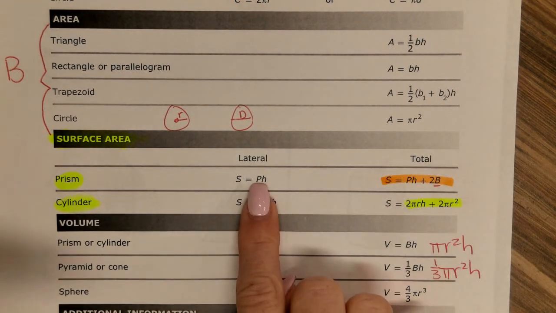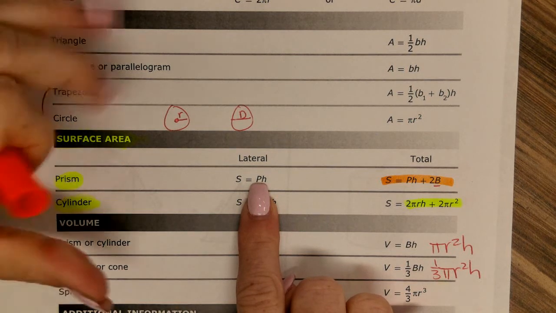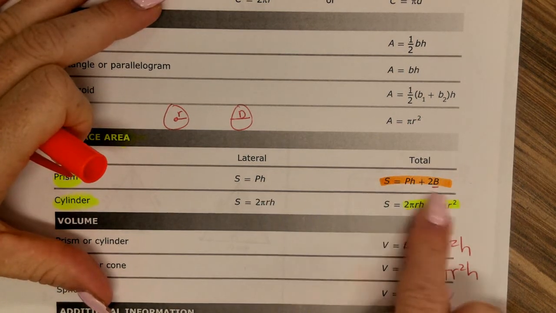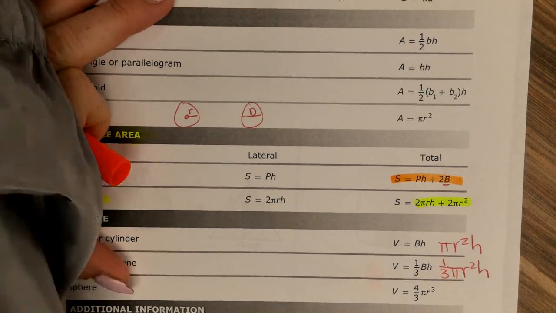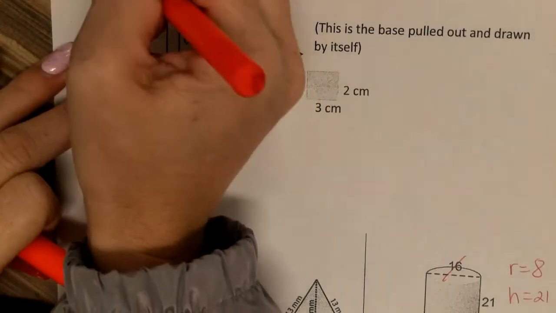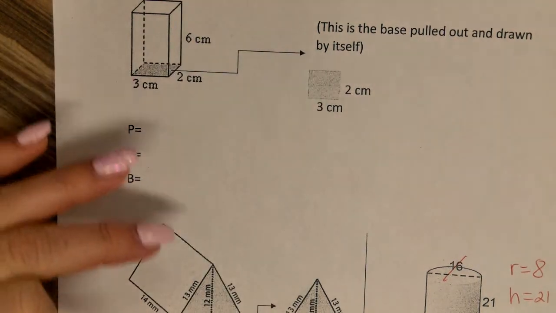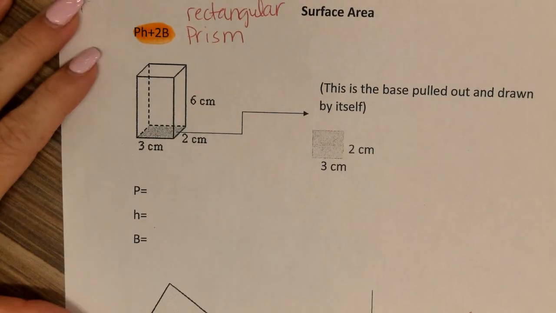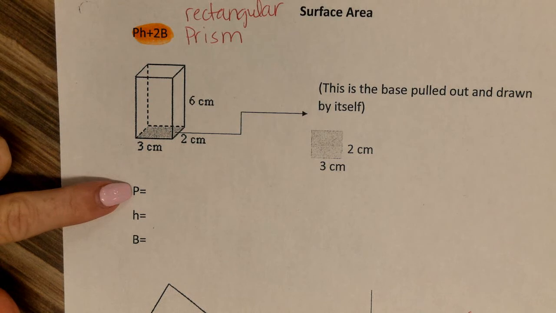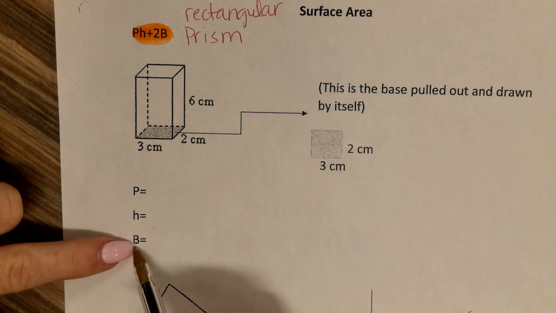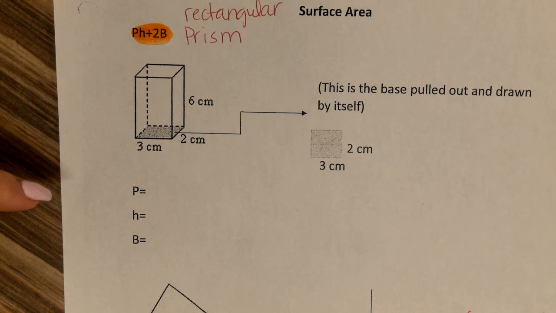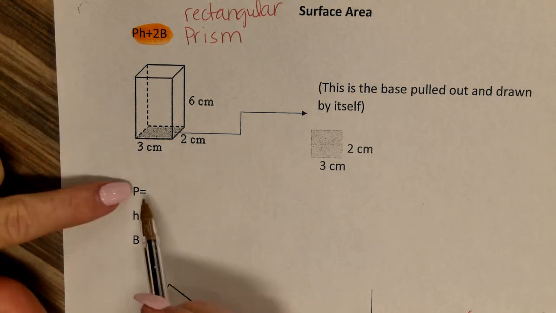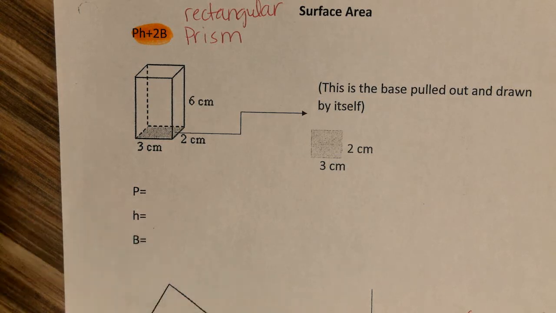Now, if it said lateral, then I would just do pH. If it said total, then I do the whole thing. All right, so we wrote the formula, and y'all notice that I already wrote the formula for you. Okay, so the formula is pH plus 2B. Do you see that I separated the pieces of the formula out because I have to solve for each piece? Do y'all understand that? I have to solve for the P, the H, and the B.